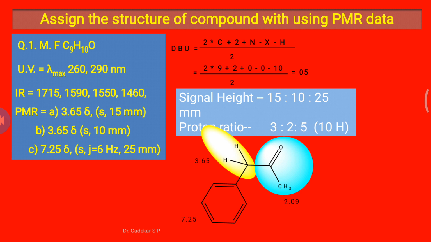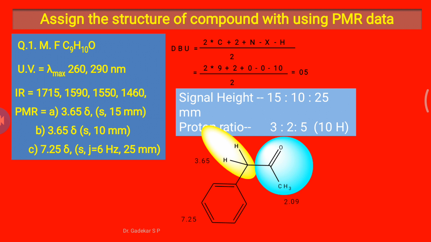Second, PMR data. These PMR data indicate A, B, C signals, meaning three types of sets of protons are present. That's why three signals are observed in the spectrum. First is the 3.65 delta signal, and this singlet has a peak height of near about 15 millimeter. Here the peak height is indicated, not the number of protons. Then we calculate the number of protons after this.